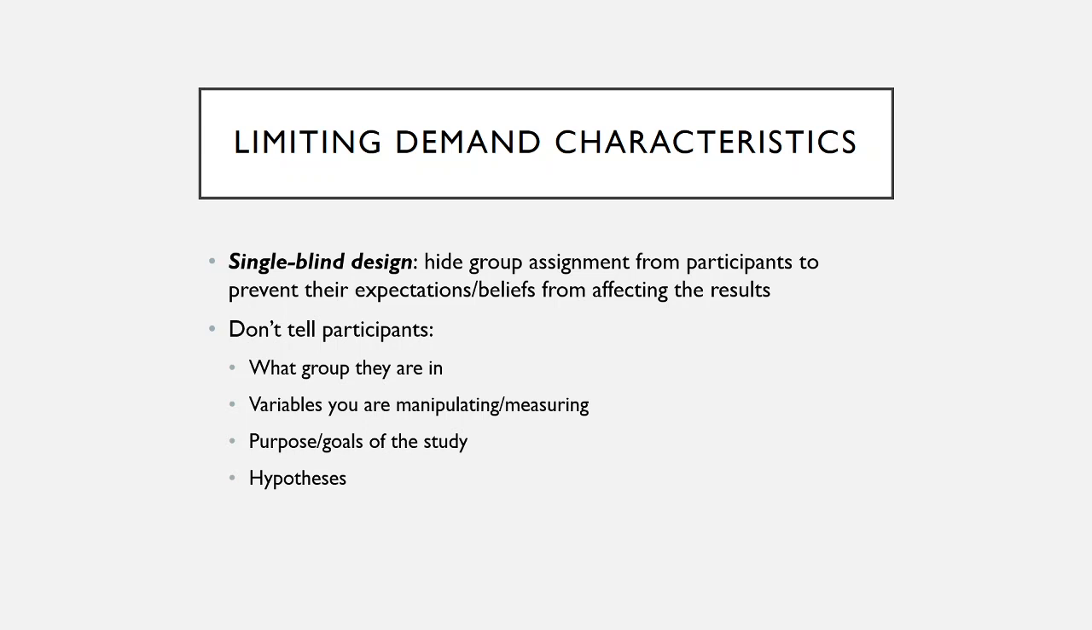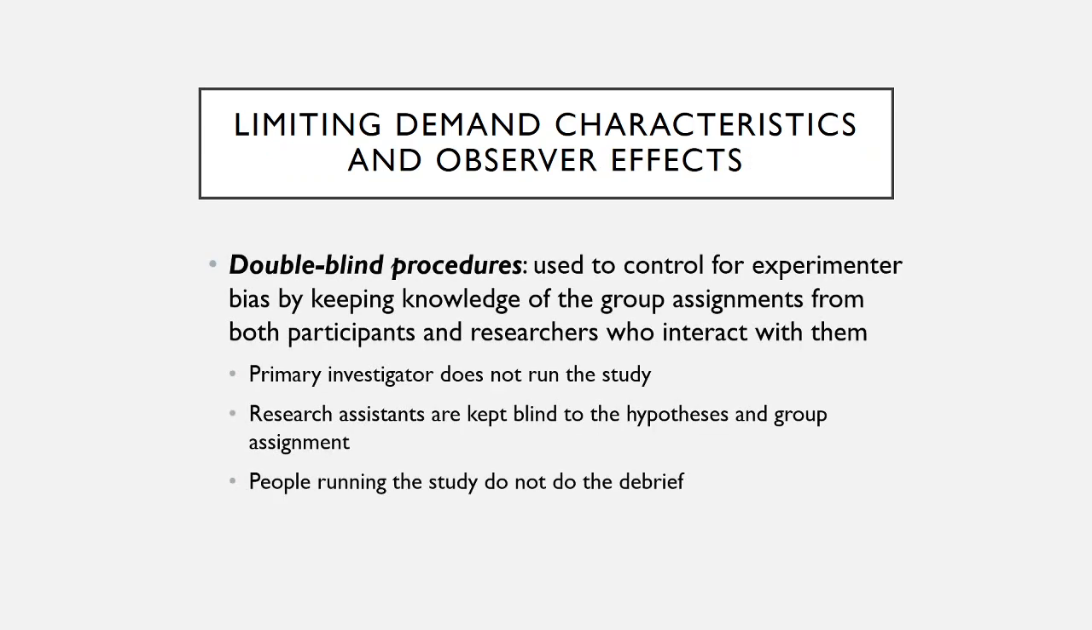So if participants are unaware of the assignment of conditions, they're unaware of the variables that are being assessed and the true purpose of the study, largely through lies of omission, this would qualify as a single blind design, which specifically is effective for reducing the demand characteristics that your participants might display.